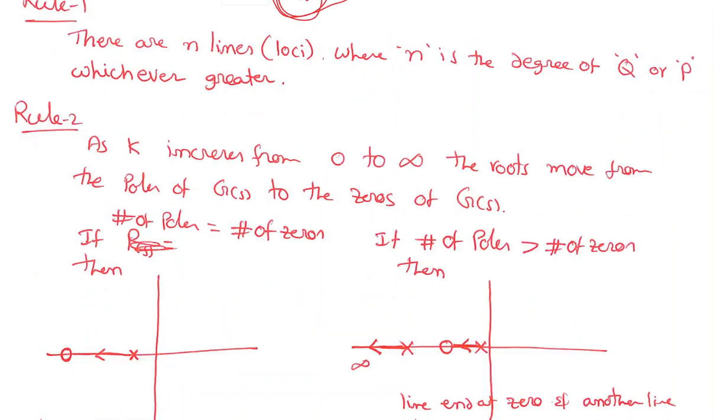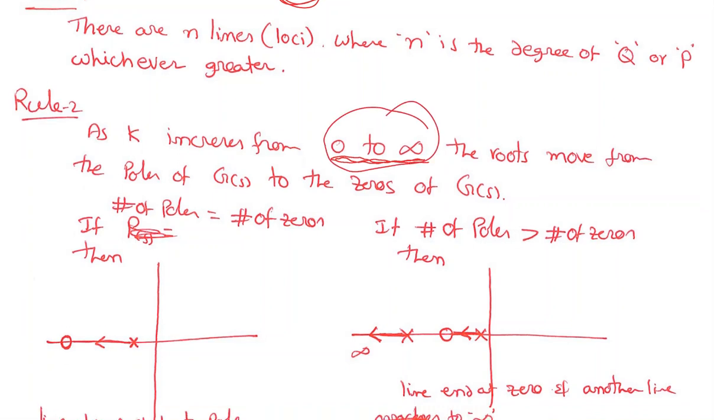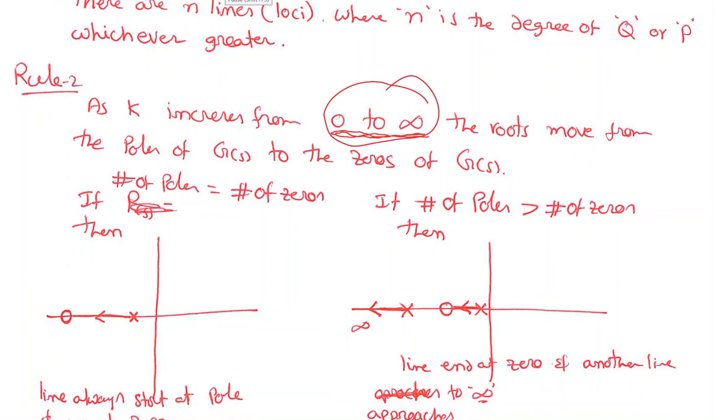Second rule: as k increases from 0 to infinity, assuming k is positive, the roots move from the poles of the given system to the zeros of the given system. In this class most probably my k value is always a positive number. So remember, the locus is nothing but a line that always starts at the pole and ends at the zero. I always represent a pole with a cross and a zero with a 0.